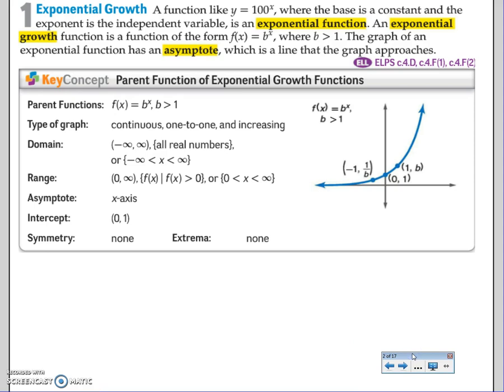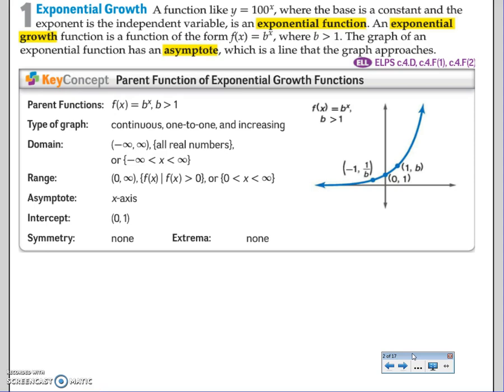So, a function like y equals 100 to the x power, where the base is a constant, it's a number, and the exponent is a variable, so x is the exponent now. We call it an exponential function. Now, there's a growth function, exponential growth function, if you have f of x equals b to the x, where b is bigger than 1. If b is bigger than 1, it's going to be growth, and later you'll see when b is less than 1, it'll be decay.